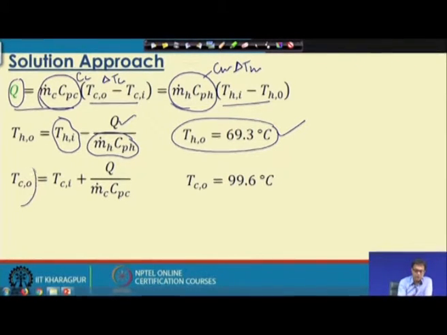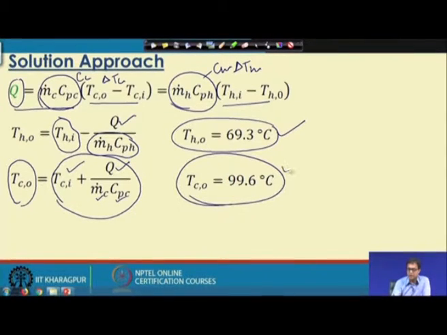And the cold exit temperature will be related again from this relation. If we just manipulate, we will find that the exit temperature is related by this equation, where the right hand side parameters are known: Q, TCI, MC, CPC. So we would be able to find out the exit temperature of the cold fluid stream.